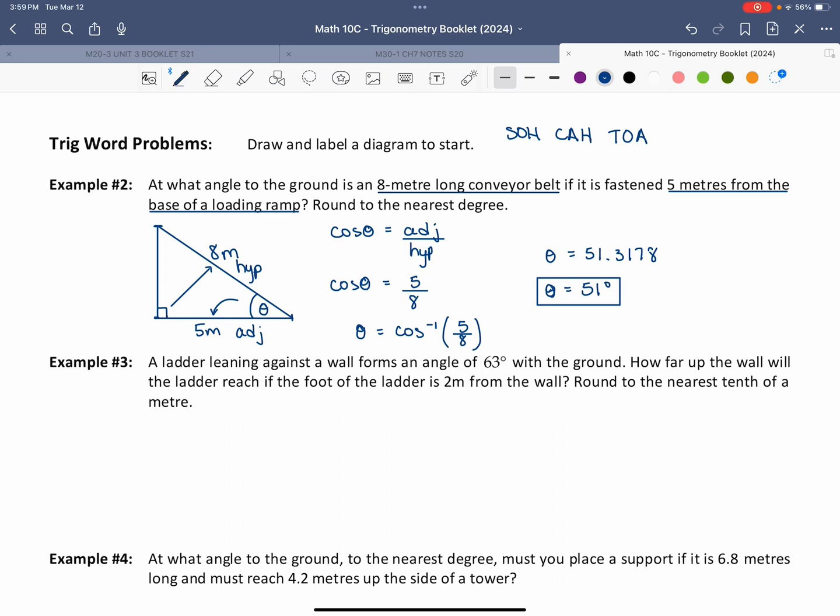Then it's a word problem, so we should write at least a sentence or a point form note. So the angle to the ground is 51 degrees.